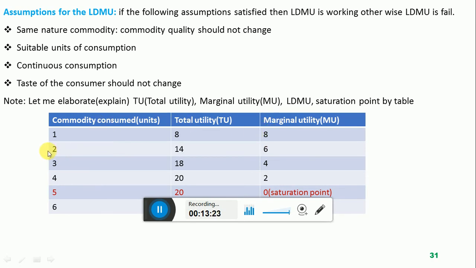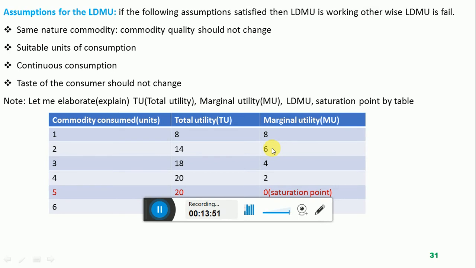Now when the consumer is eating the second apple, total utility increased from 8 to 14. How much increase? This increased by 6 utils. So the marginal utility of the second apple is 6. This 6 is called marginal, incremental, additional utility.